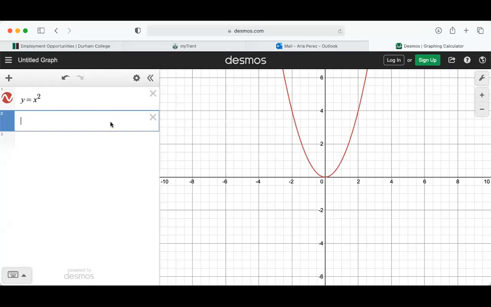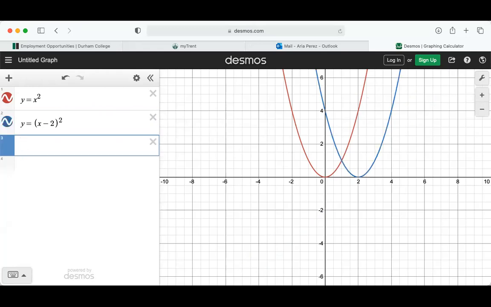So to graph that particular function that we talked about last class, you go to this website and you can type in y equals x squared, and you see that you get this red curve here. Then you could type in another function, let's say (x minus 2) with the exponent 2, and you get the blue curve. And you see it shifted to the right, even though I have a minus in here.